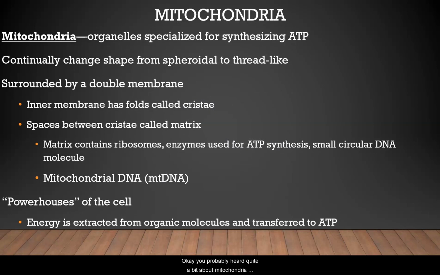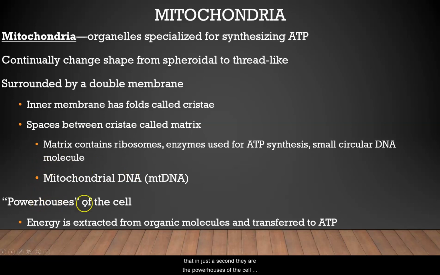Okay, you've probably heard quite a bit about mitochondria, but what are they all about? They are organelles specialized for creating ATP, or the cell dollar, what the cell has to use in order to do work. They continually change shape from spheroidal to thread-like, and they are surrounded by their own double membrane. They have the inner membrane, which has folds called cristae, and the spaces between the cristae are called the matrix. The matrix contains ribosomes, enzymes that are used for ATP synthesis, and small circular DNA molecules. Mitochondrial DNA is very special, and we'll talk about that in just a second.